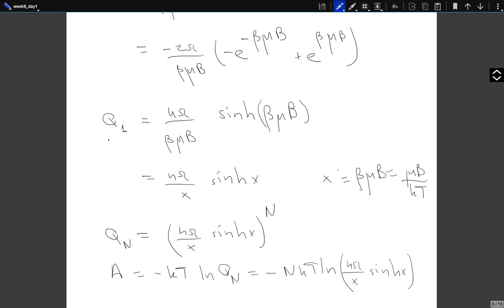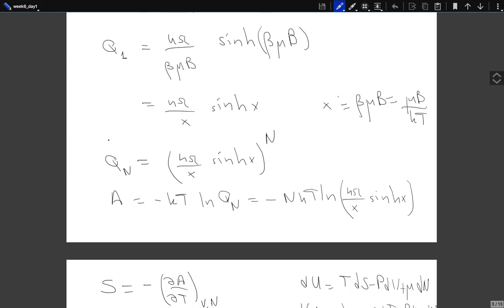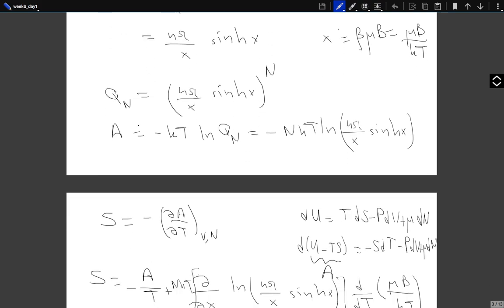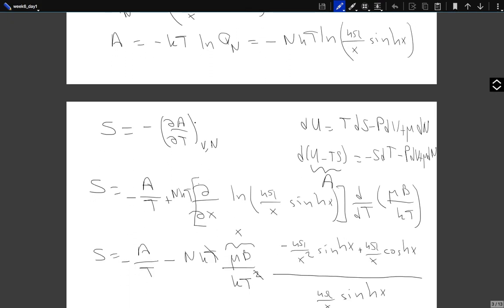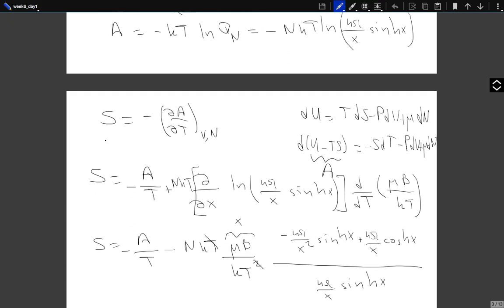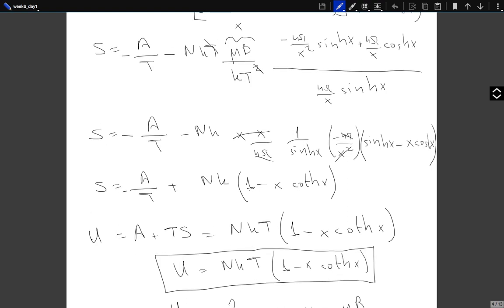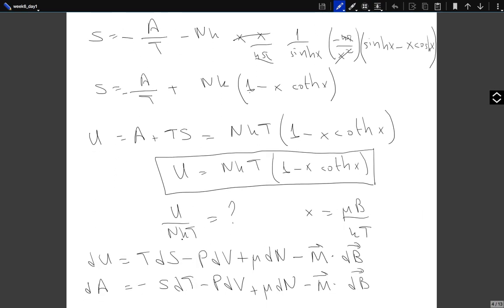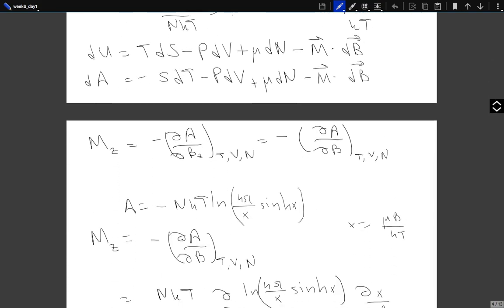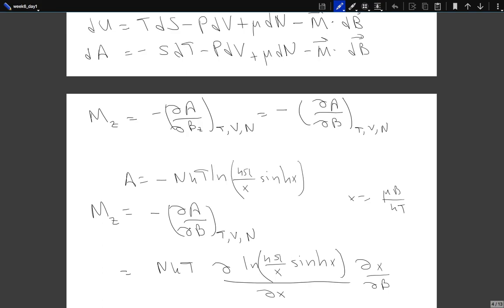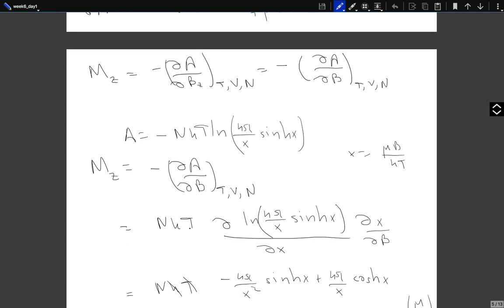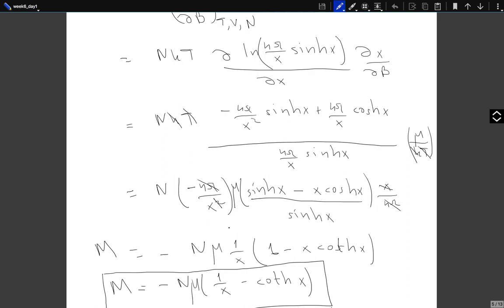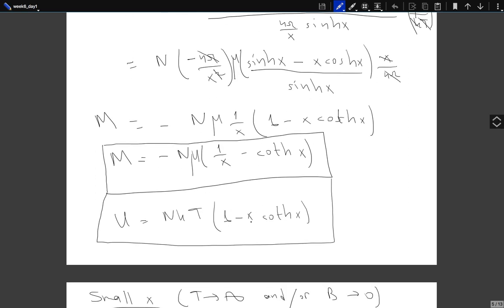And once we have the single particle partition function, the rest is kind of straightforward. We can obtain the n spin partition function by just taking the nth power. We have the Helmholtz free energy. Once we have the Helmholtz free energy, we can calculate the entropy, and once we know the entropy, the internal energy of the system is nothing but the Helmholtz free energy plus TS. And so basically, we know everything. The magnetization will be just the derivative with respect to B. So this is the magnetization. This turned out to be the internal energy.